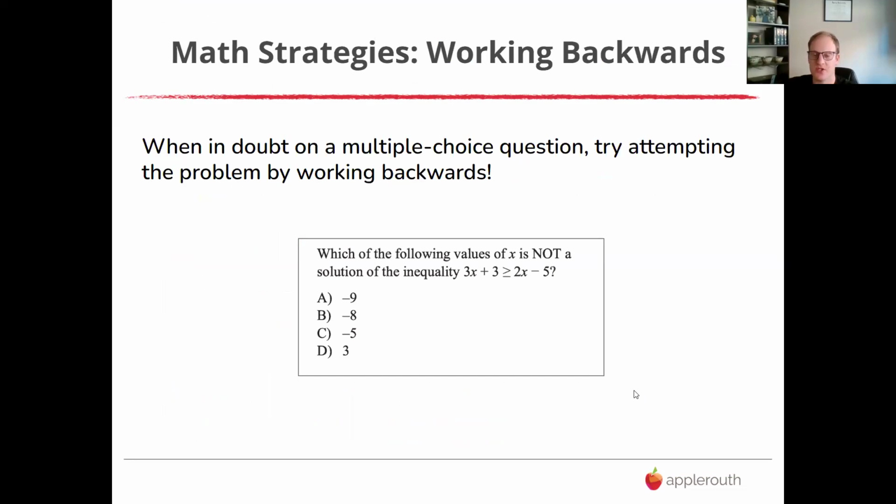This is an inequalities question, which sometimes scares people. There are absolutely a ton of ways to do it, one of which would be graphing it. One of which is just plugging in the answers. So that's what they're getting at here.